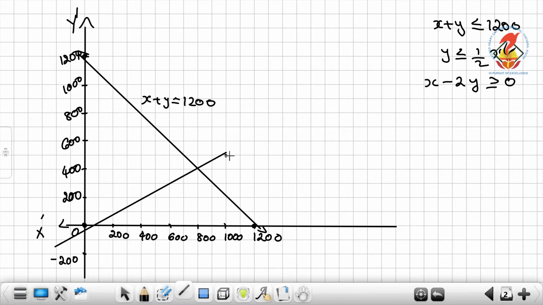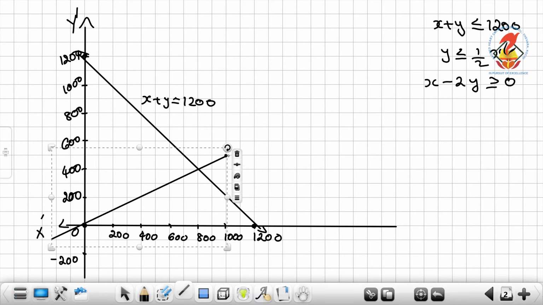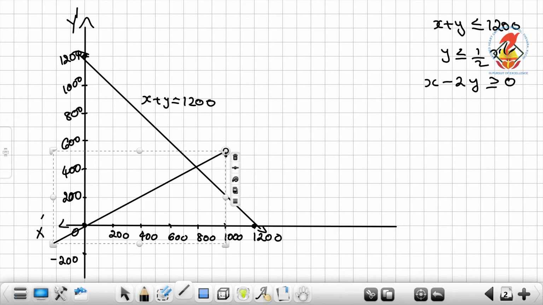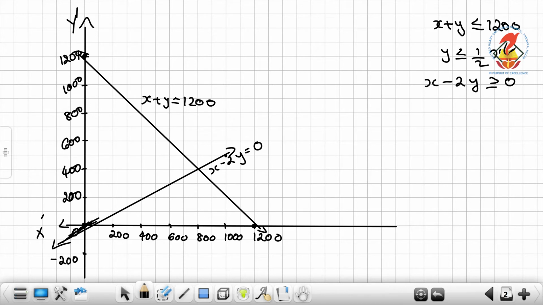This line is x minus 2y is greater than or equal to 0. Then where do we shade? It is passing through the origin. This line is not correct, children. So, when you draw, be very careful. It is through the origin, so we can't substitute origin.